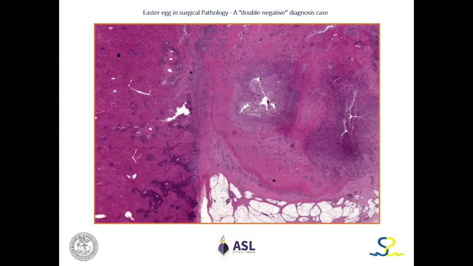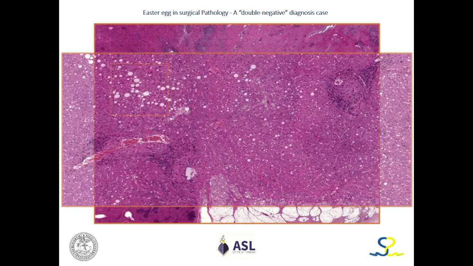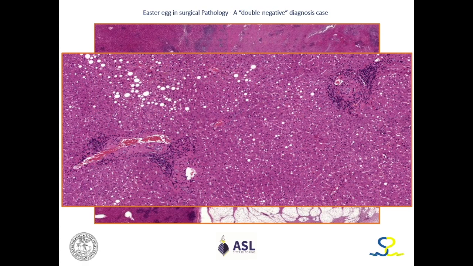thinking about hepatocellular carcinoma or other liver proliferative disorders that could have led to the nodular CT appearance. But here you can see again how no neoplastic proliferation was evident, just some macrovesicular steatosis and a mild portal inflammatory infiltrate. So here comes the first negative of the title, because no neoplastic proliferation was found, and therefore we made the diagnosis of an ulcerative lesion of the gallbladder wall.